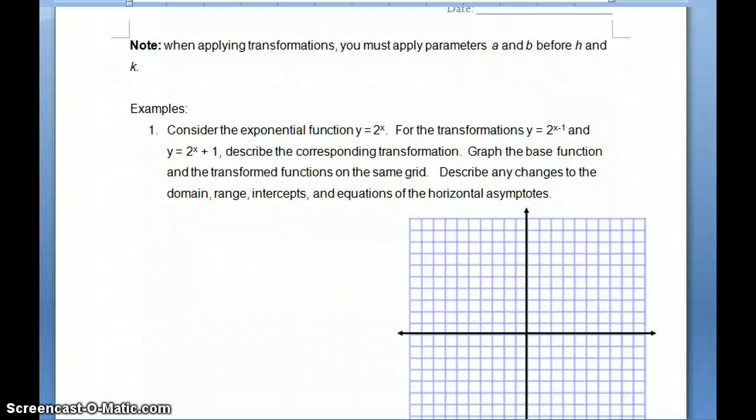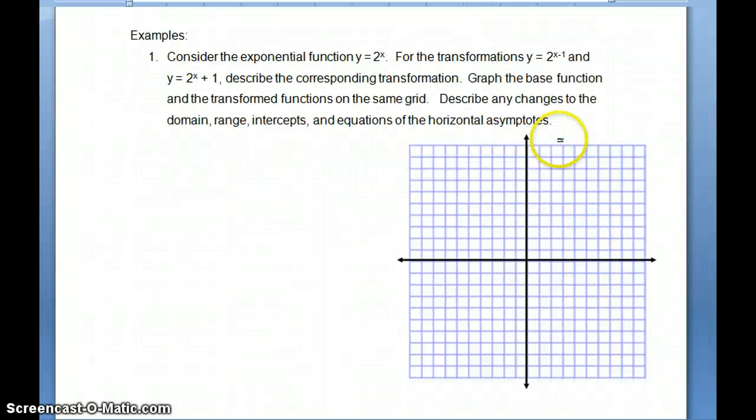All right. And I guess one note that I should also make here is that when you're applying those transformations, you must apply the parameters a and b first, then apply h and k. And that's if you guys choose to graph the original and then apply the parameters afterwards. But we'll see what that looks like in a bit. So let's move on to our examples.